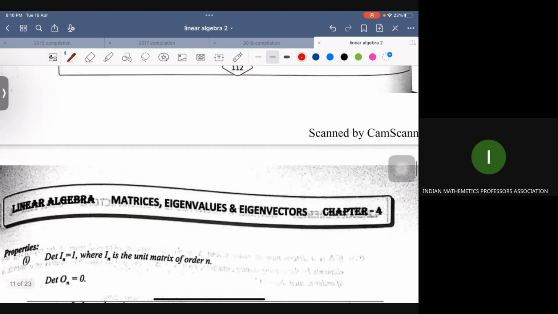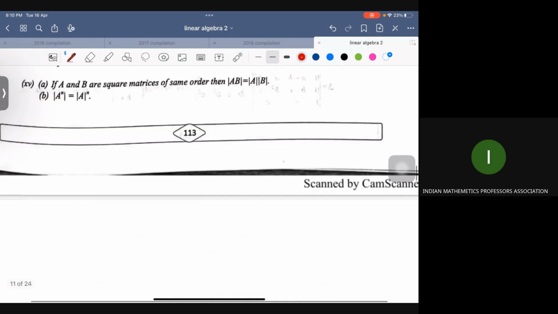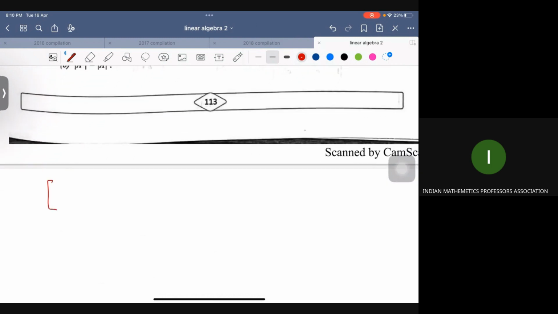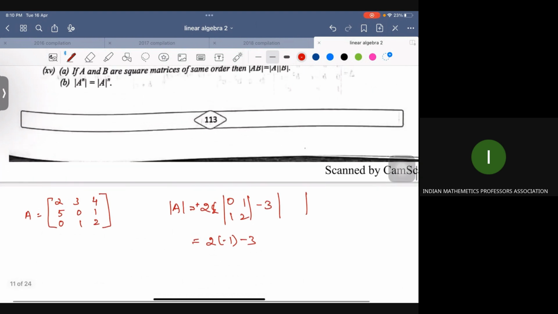Let us see an example for the determinant of a 3 by 3 matrix. A is equal to 2, 3, 4, 5, 0, 1, 0, 1, 2. So the determinant of A is nothing but plus 2 into the determinant of 0, 1, 1, 2, which is nothing but 0 minus 1, and minus 3 into, excluding this row, we have 5, 1, 0, 2, which is nothing but 10.